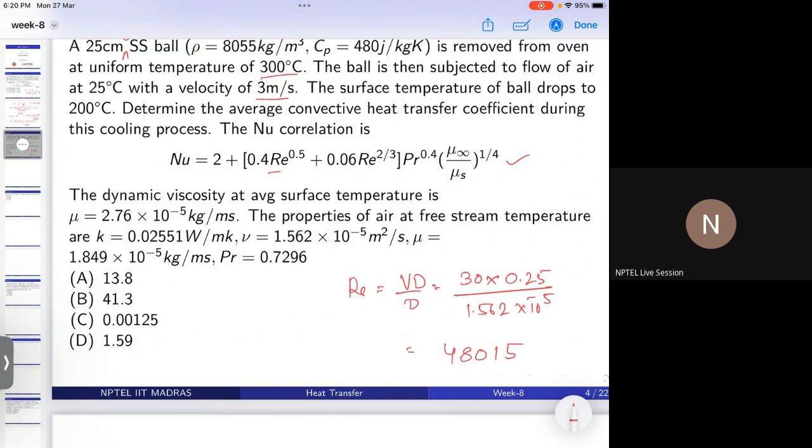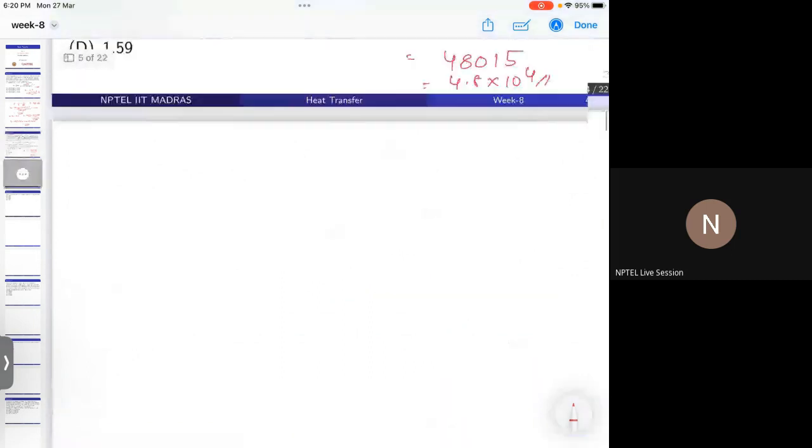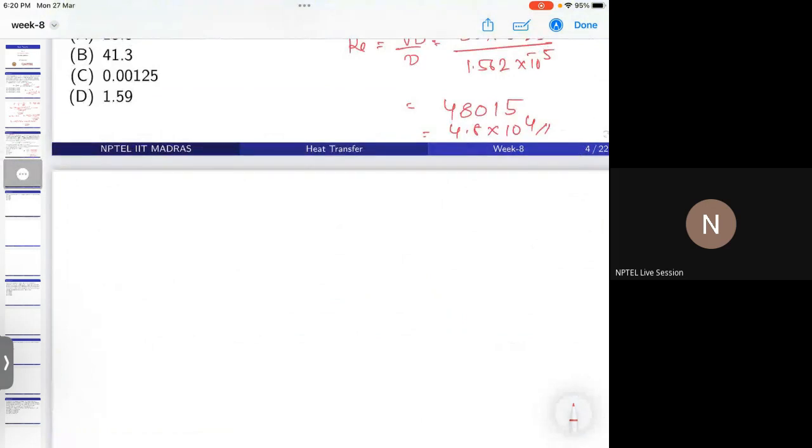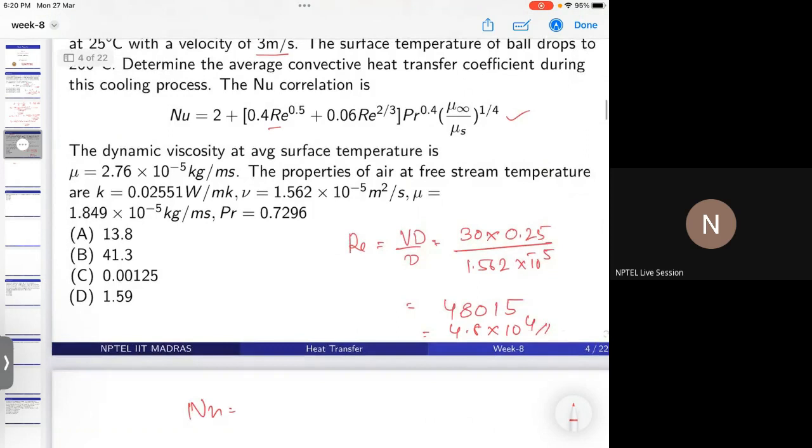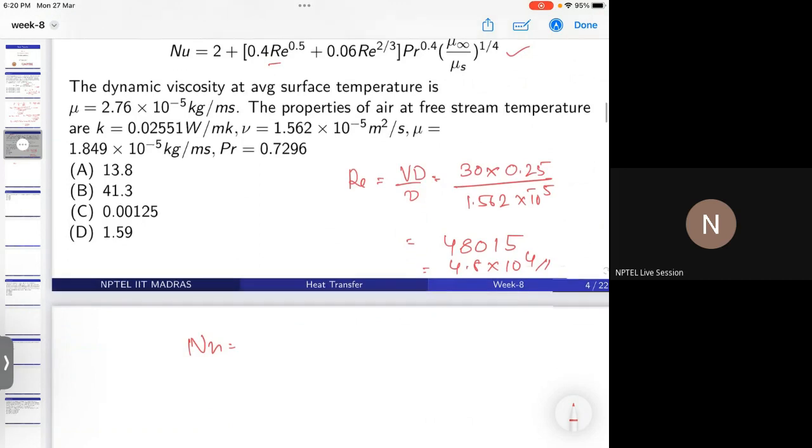Okay, it's 4.8 into 10 raised to 4. So now can you calculate the Nusselt number? Okay, as it will take some time, I will directly write the value. You can check later.